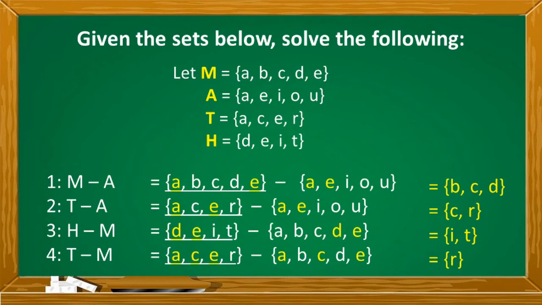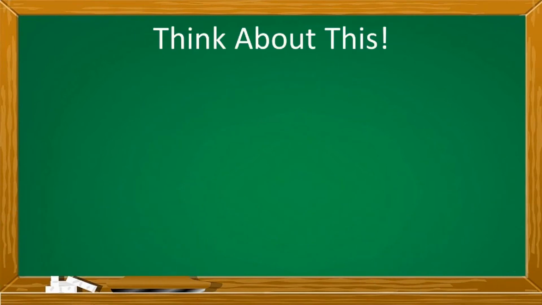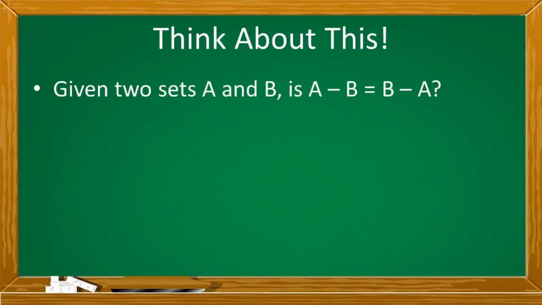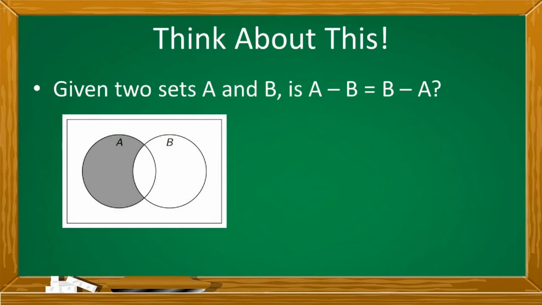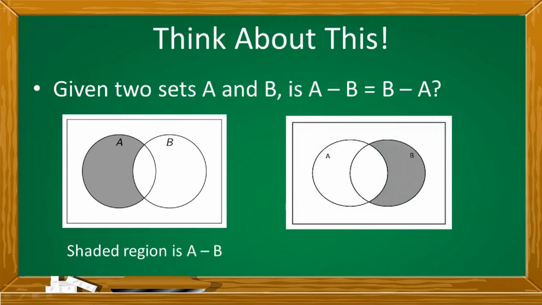Sana malinaw po iyon. Think about this. Given two sets A and B, is A minus B equal to B minus A? Using Venn diagram, the shaded region from this illustration is A minus B. Mula kay A, tinanggal lahat ng elements ni B. And the second diagram shows that the shaded region represents B minus A. Lahat ng unique elements ni B na walang katulad kay set A. Now, is A minus B equal to B minus A? The answer is no.